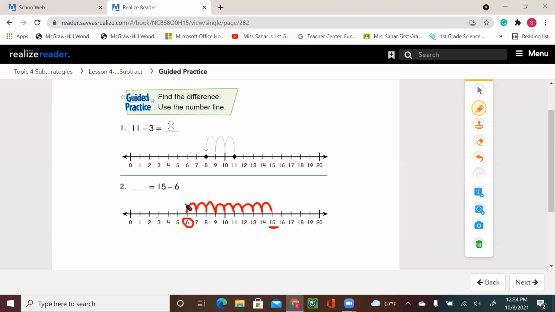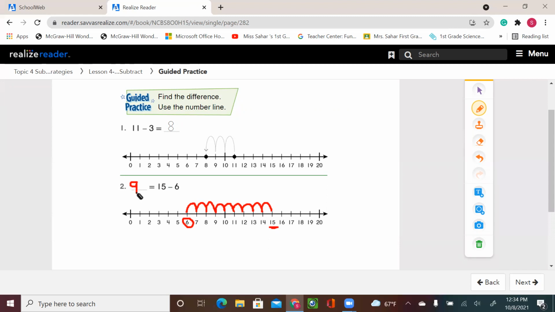So what I'm doing now, I'm going to count how many jumps I jumped to land on 15. And why did I stop on 15? Because that's my second addend. That's when I count on. So I have 1, 2, 3, 4, 5, 6, 7, 8, 9. So I jumped 9 jumps. And that means 15 take away 6 equals 9.